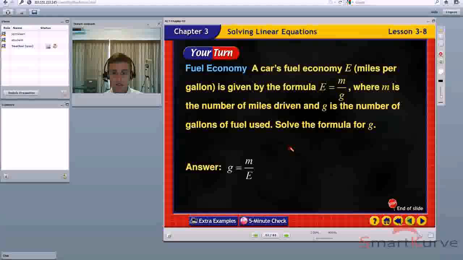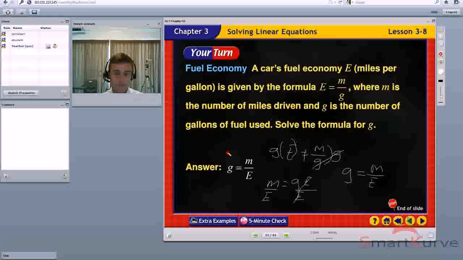So we have the original E equals m over G. Now we want G to be by itself. So if we multiply each side by G, that cancels out and we have m equals G E. And we want G on its own. So then you can divide each side by E. G E divided by E cancels out, so we have G equals m over E.